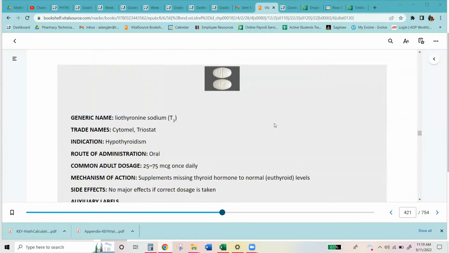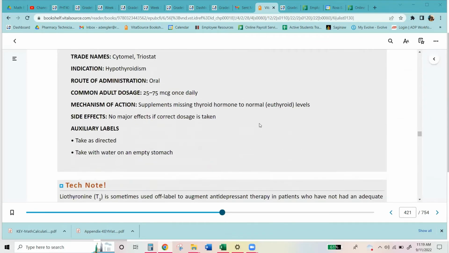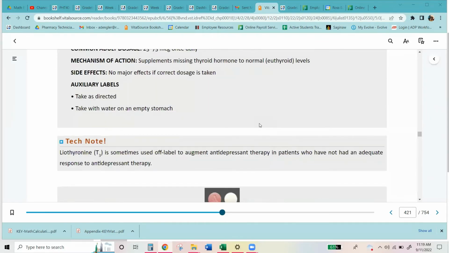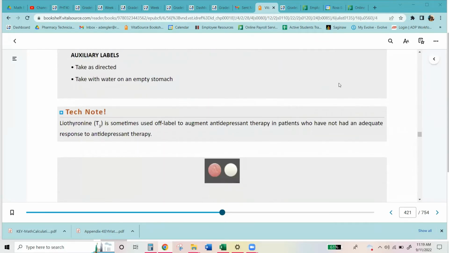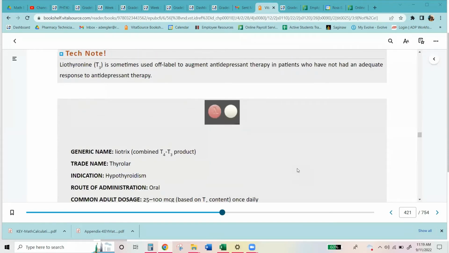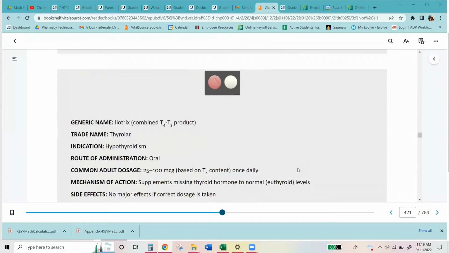Then we have Cytomel, which is T3, and that's also sometimes used as an off-label augment antidepressant in patients who have not had adequate response to antidepressant therapy. We also have Liotrix, which is another combined T4 and T3 product.